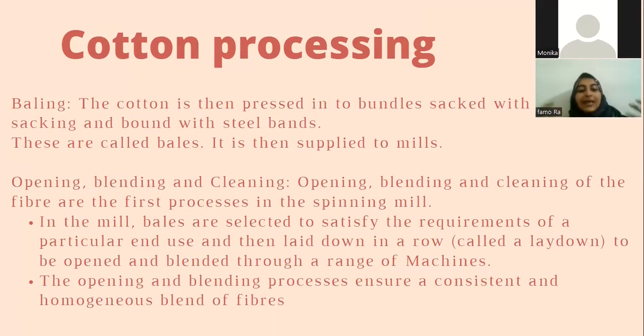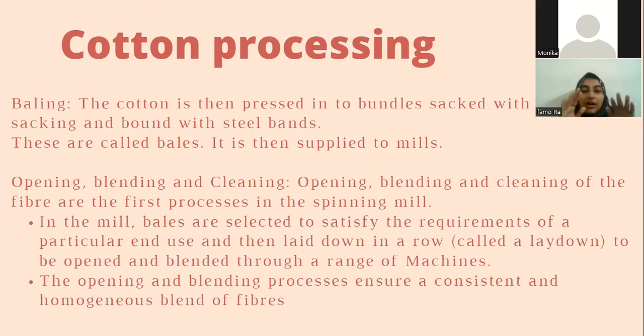So in the mill, bales are selected, so they are sorted out. They are selected to satisfy the requirements of a particular end use, and then they are all laid down in a row to be opened and blended through a range of machines. The opening and blending processes ensure a consistent and homogeneous blend of fiber. So we need fiber which is uniform in length, uniform in structure, etc. Because it has to be the same.